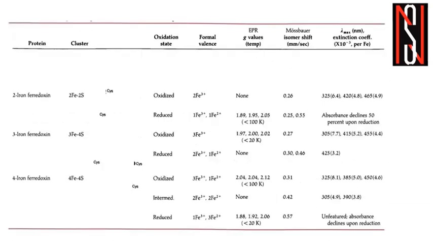Here I have just shown you a general table of different main types of ferredoxin, like 2-iron ferredoxin, 3-iron ferredoxin, 4-iron ferredoxin, and how their clusters look, that is 2Fe2S or 3Fe4S or 4Fe4S, and their oxidized and reduced forms, how the oxidized form is written, how the reduced form is written in different cases. So you can look into these for a more clear picture. I think that your doubts will be much more cleared through this table.